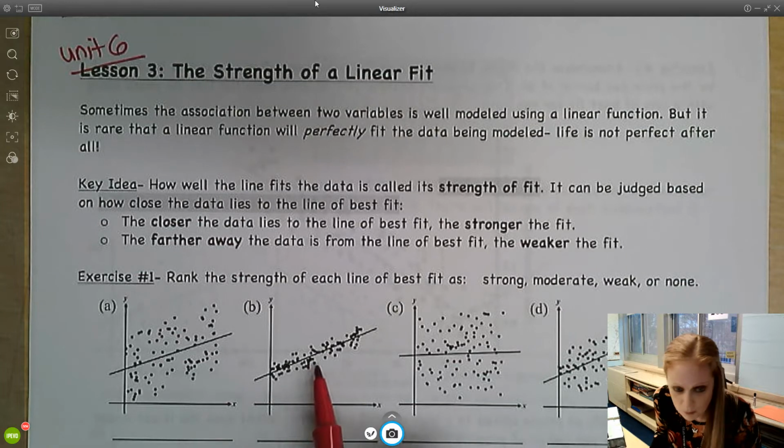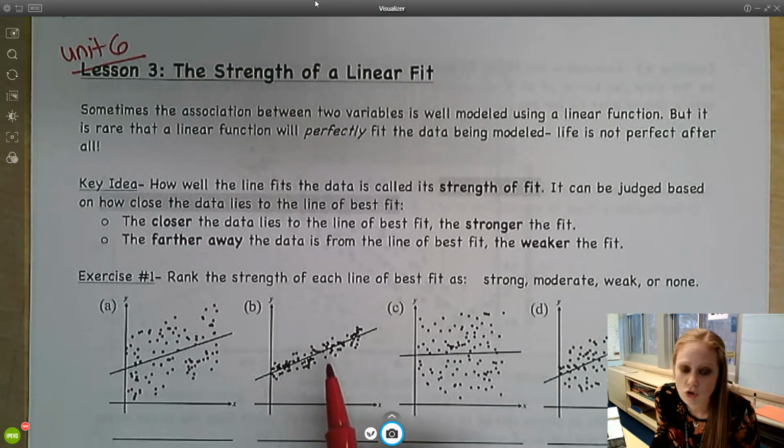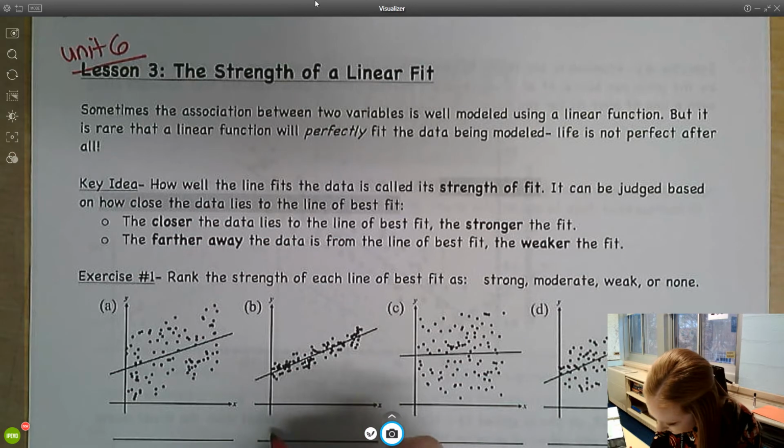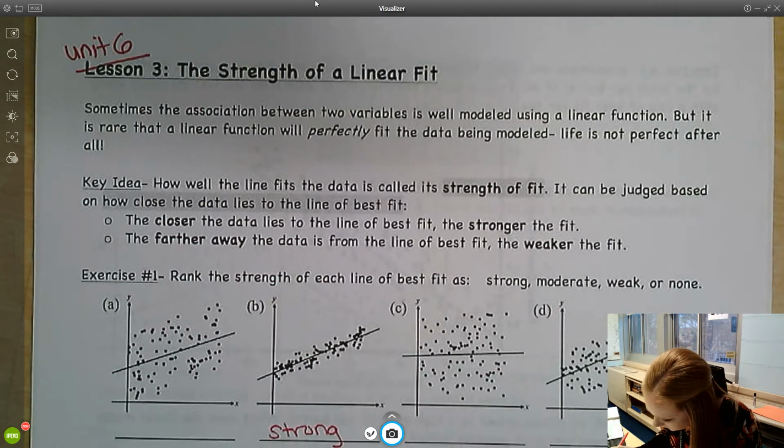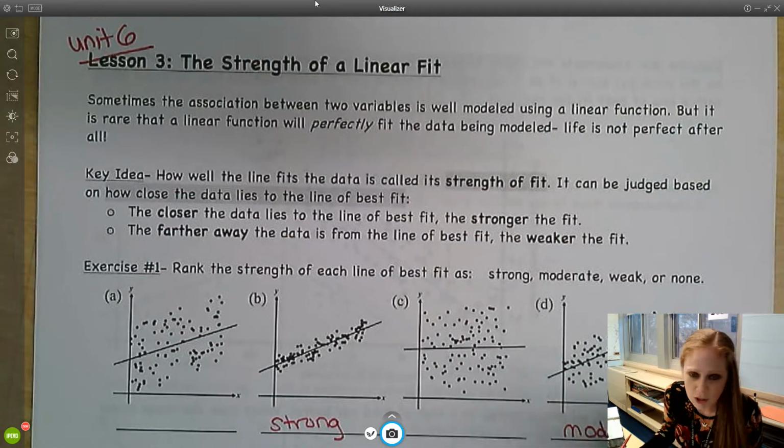Okay, so I'm going to actually start with B. B is an example where they're really strong. All those points are close together. And then let's see. D would be an example where they're moderate. You can definitely see the direction of the trend, but they're a little more spread out.